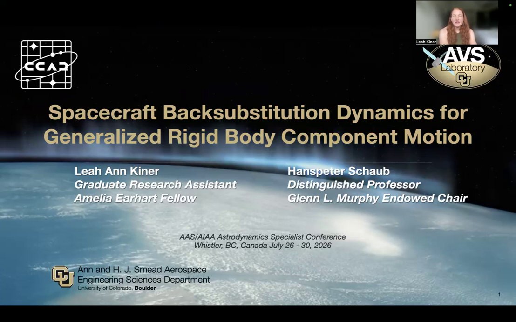Hi, my name is Leah Kiner, and I am a PhD student in the Autonomous Vehicle Systems Lab at CU Boulder, studying under Dr. Hans-Peter Schaub. And today I'm going to be presenting the paper from the 2026 AAS Astrodynamics Specialist Conference titled Spacecraft Backsubstitution Dynamics for Generalized Rigid Body Component Motion.